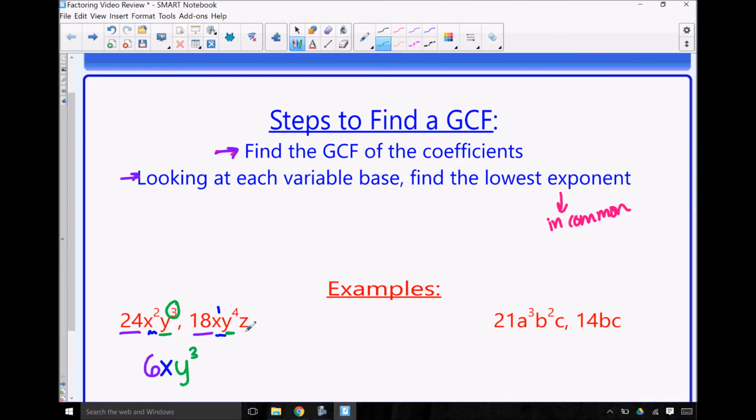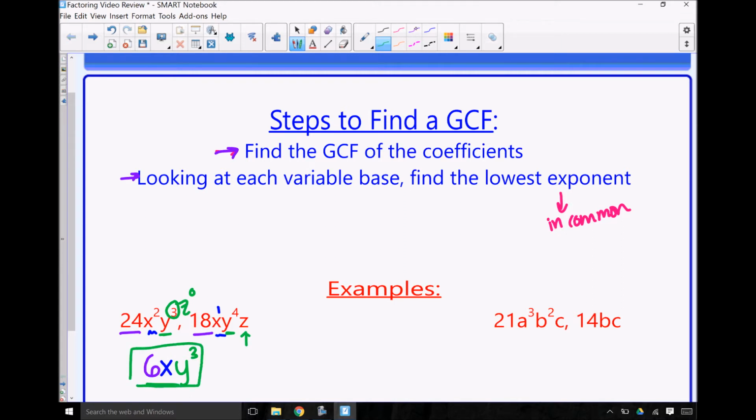And I don't include z because z is not in common with both of these terms right here. So I don't include it. Technically, it's like I've got z to the 0th power here, and then I can include z to the 0th power here, but anything to the 0th power is 1. So when I multiply this term by 1, I get the same answer, so it stays the same. I don't have to worry about it. And so this right here is my GCF.